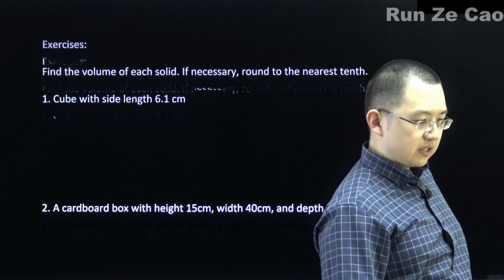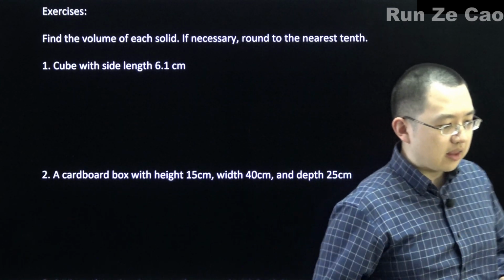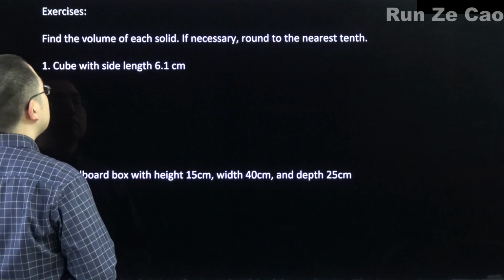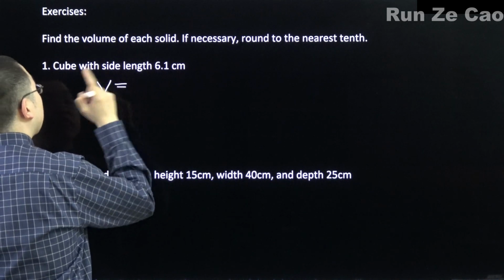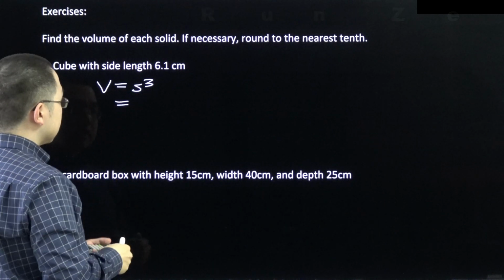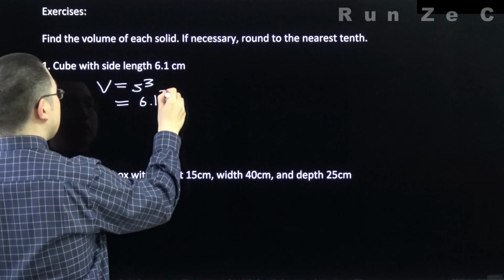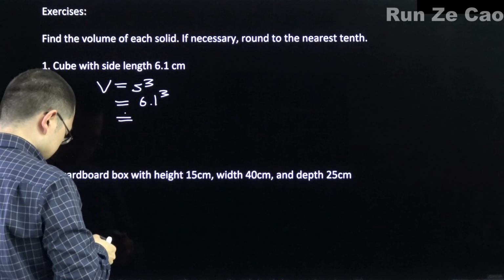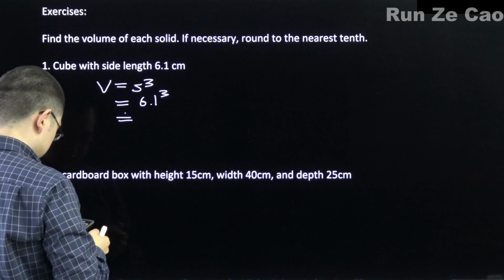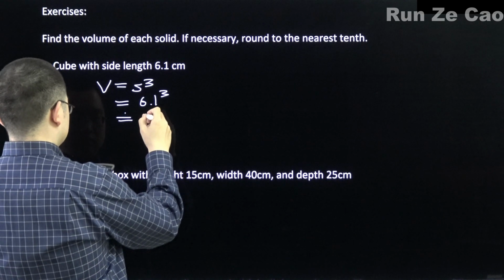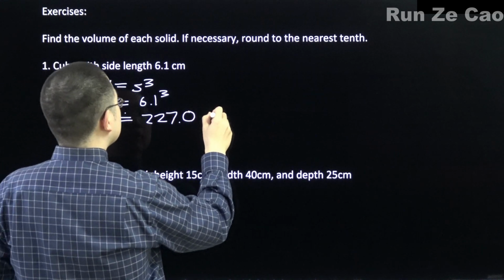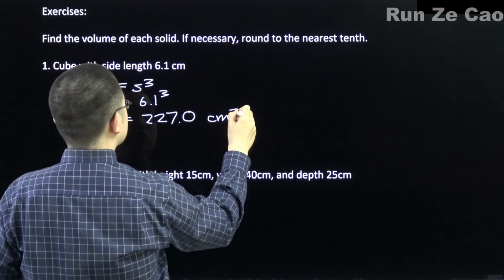Alright, find the volume of each solid. If necessary, round to the nearest tenth. Cube with side length of 6.1 centimeters. Well, the volume is base times height, or for cubes specifically, it's the side length cubed, which means 6.1 to the third, and approximately 227.0 centimeters cubed.